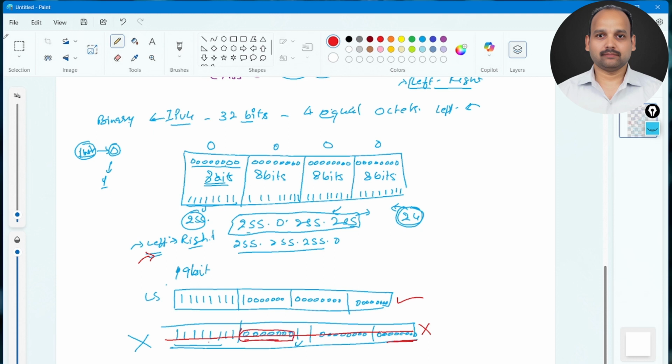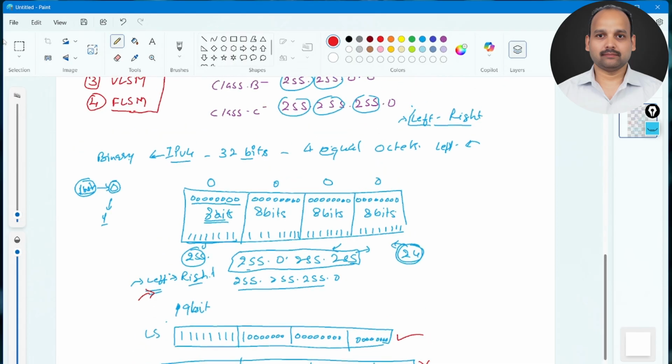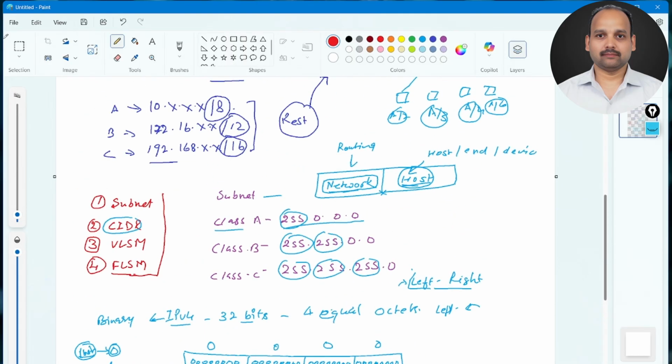So your subnet will be the invalid. So you learn that your subnet is going to divide your IP into two parts, that is the network and the host. So first, what your subnet is going to give you is to split or divide your IP into two parts. One will be the network part and the second will be the host part.